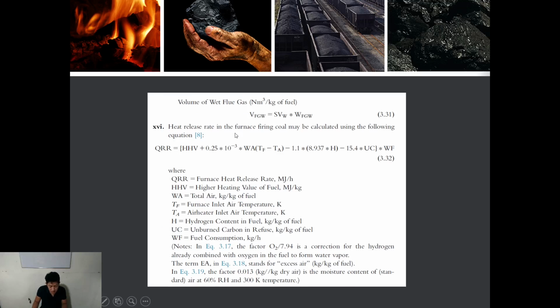And this one is the heat release in the furnace. This is the heat that will be produced during combustion, which will be absorbed by the water tubes. But again, there are losses, right? So not all of it will be absorbed by your tubes. From here, you can calculate the amount of heat due to radiation and heat due to convection. Okay?